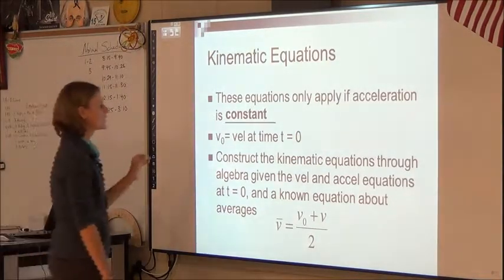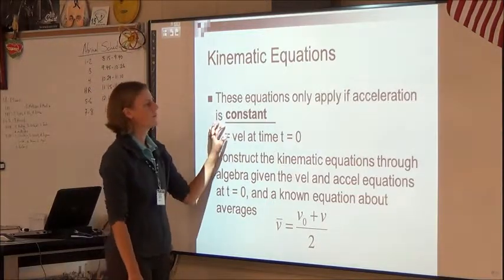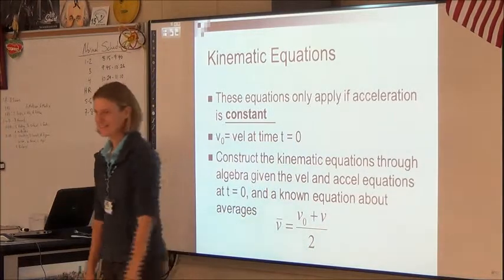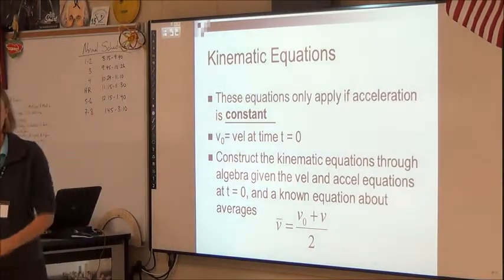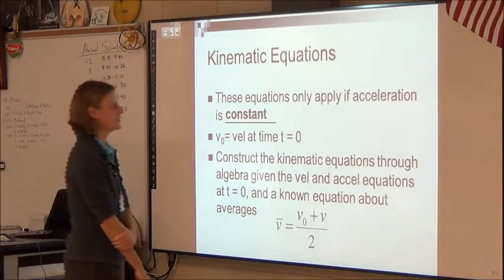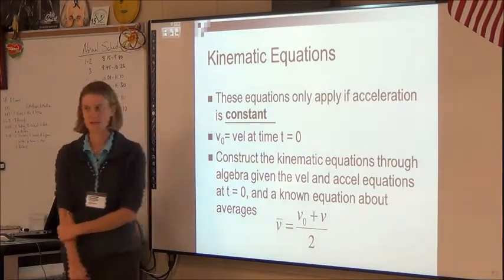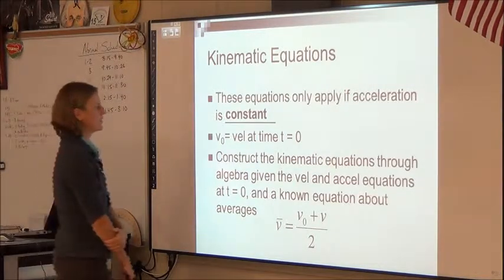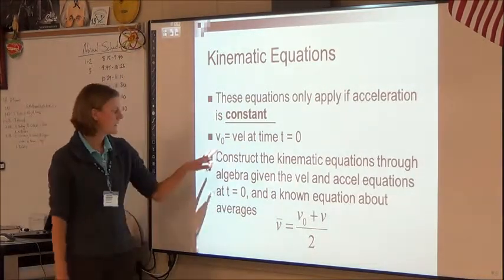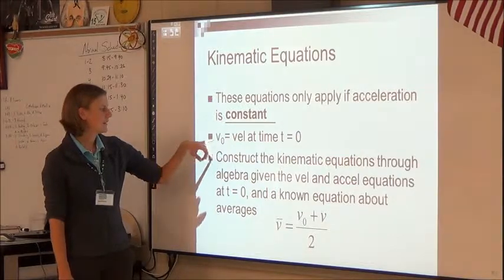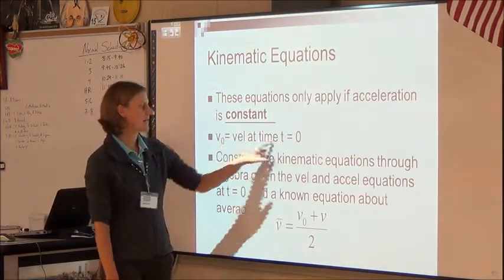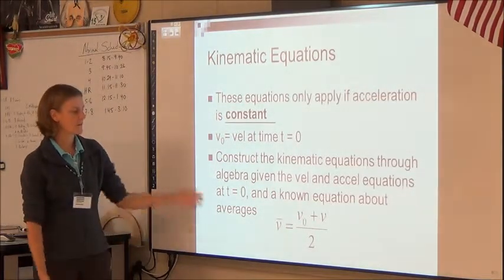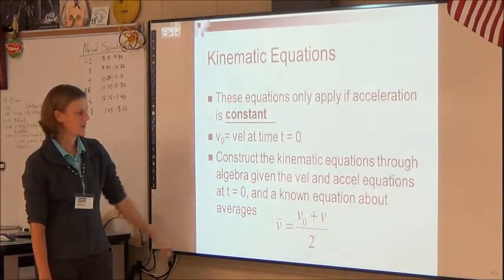But they're algebraic equations where they only work if the acceleration is constant. So you have to have a constant acceleration. And often your homework problems will use that word, a constant acceleration of blah, blah, blah. And then as soon as you know that, then you know you can use the kinematics. Mentioned this already, the v naught simply means velocity at time equals 0.